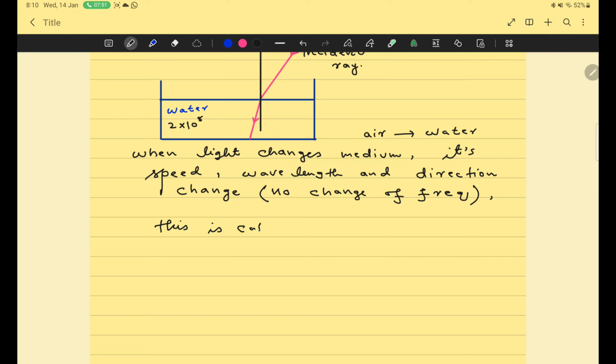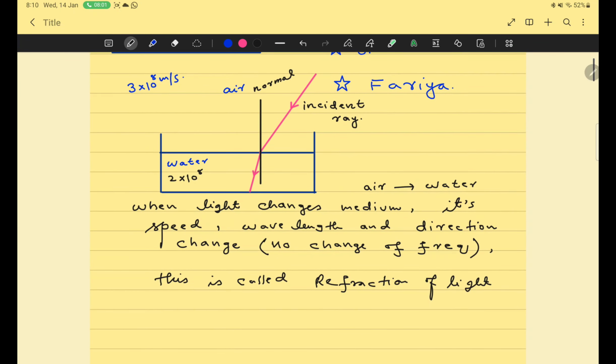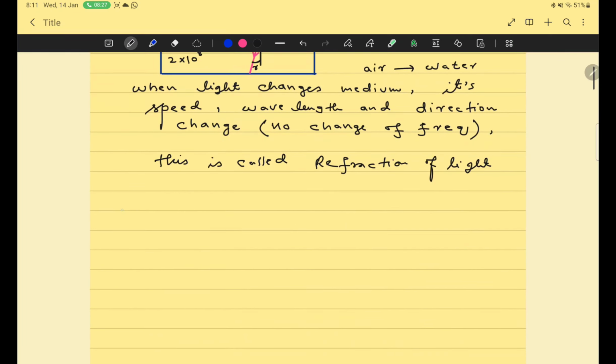This phenomenon is called refraction of light. And the angle between the incident ray and the normal is called the angle of incidence. And the angle between the normal and the refracted ray: the ray inside the water is called the refracted ray. The ray in the air is called the incident ray. The angle inside the water is angle R. And you must memorize it.